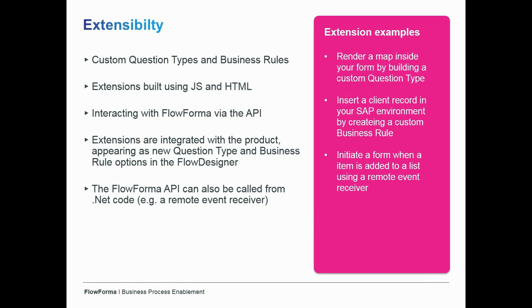For example, a question type could be built to render a map inside a form by calling the Google Maps web service and then rendering the returned image in a question value. The FlowForma API can also be called from .NET code. For example, an event receiver can be constructed to create a form whenever a list item is created.